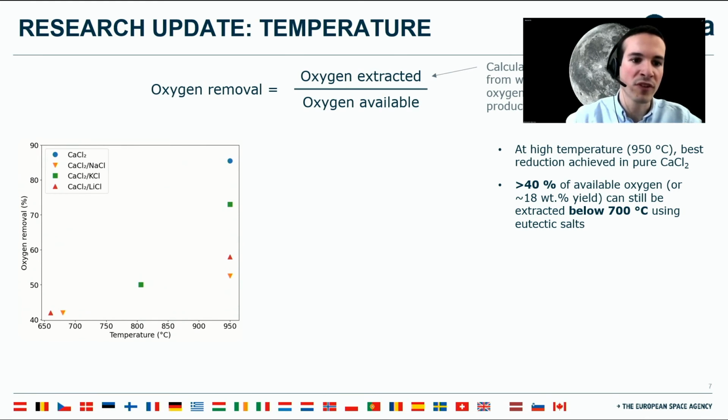The oxygen removed here, shown in percentage, is really the oxygen extracted over the oxygen which was available. It can sound a bit trivial, but this is really key information which is missing in the literature to compare the processes between them. So the first thing you could see is we have now a process which works below 700 degrees, and you can extract actually more than 40% of the oxygen from the regolith. I really want to specify here that there is no mineral beneficiation. We don't target only the ilmenite or anything. We really get the whole lunar simulant.